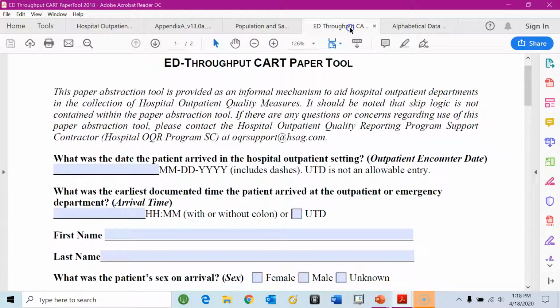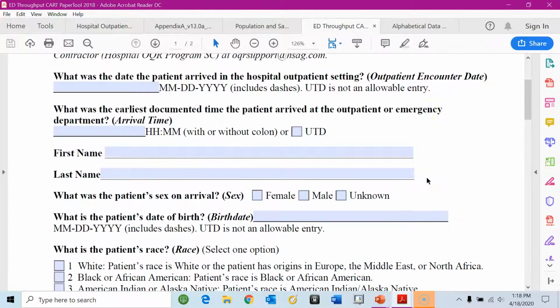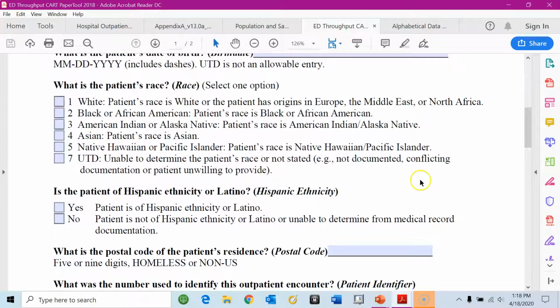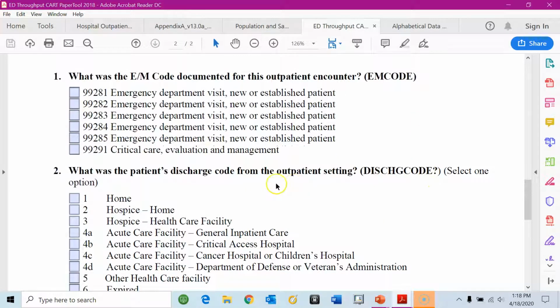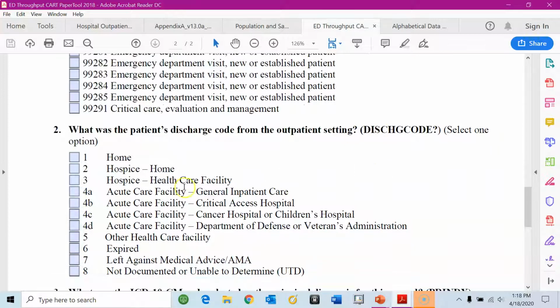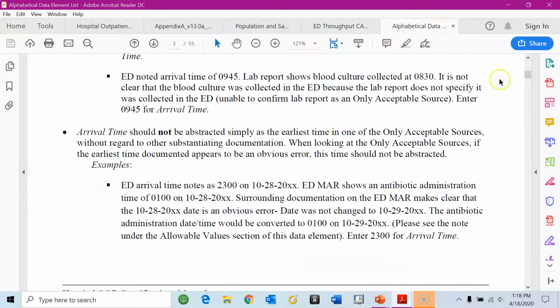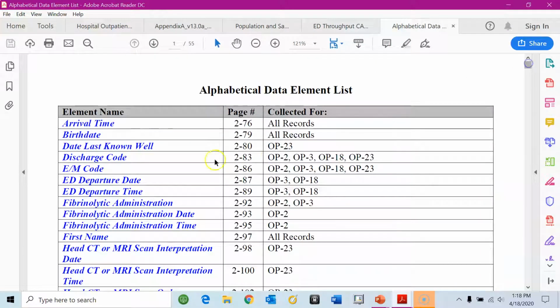Now, if we go back and look at another one: name, sex, race. People don't usually have difficulty with those, but here's another one. What was the patient's discharge code? It seems easy enough, but look at some of your choices here. You've got four different ones depending upon the acute care facility, and you've got other healthcare facility. Well, what is that? So we want to go back to the alphabetical data dictionary and look at discharge code.